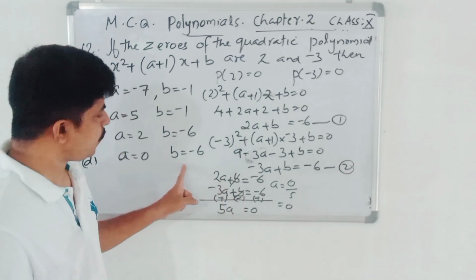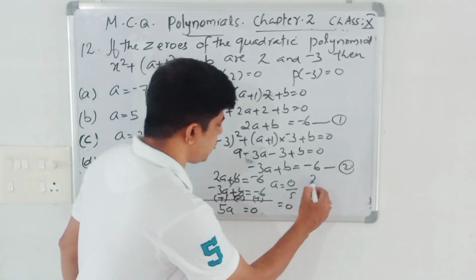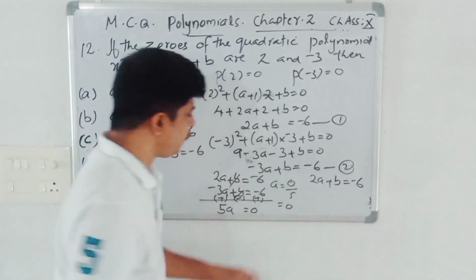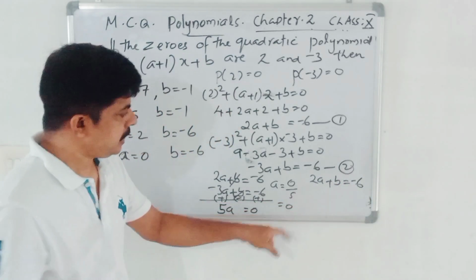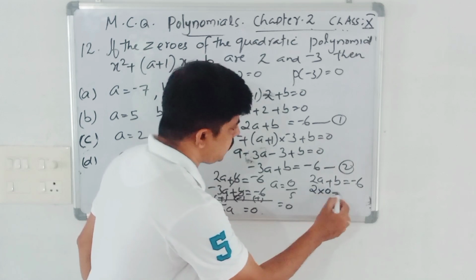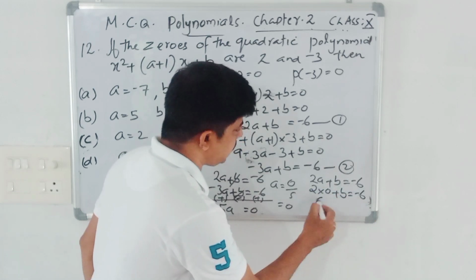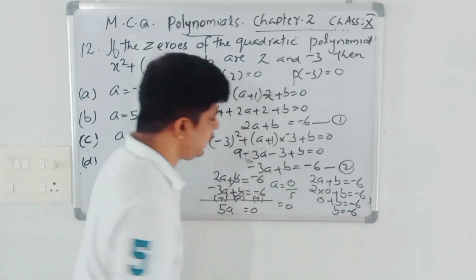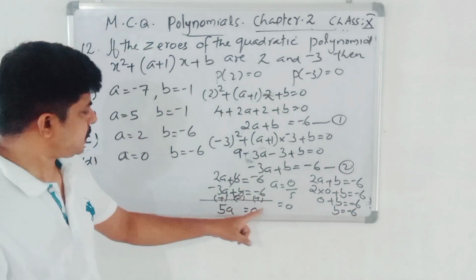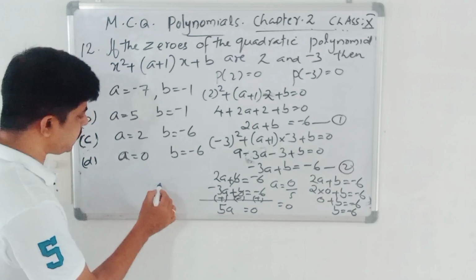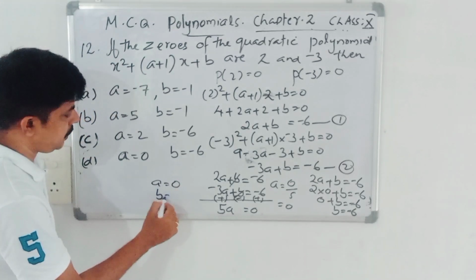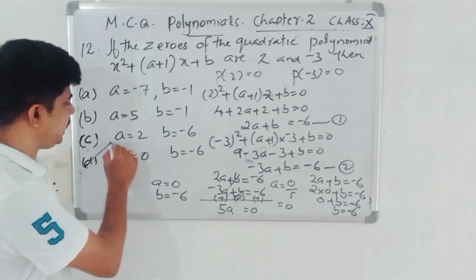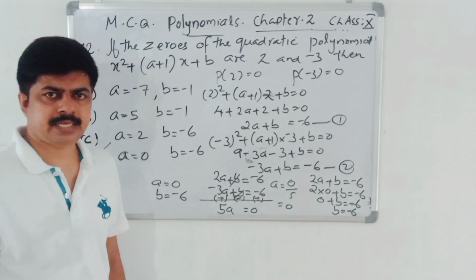We have to find the value of b also. Take one of the equations. In the first equation, we have 2a plus b equal to negative 6. For a, we substitute 0. Therefore, 2 into 0 plus b equal to negative 6, so 0 plus b equal to negative 6, and b is equal to negative 6. Therefore, the value of a is 0 and the value of b is negative 6. Thus, the answer is option D. Option D is the right answer.